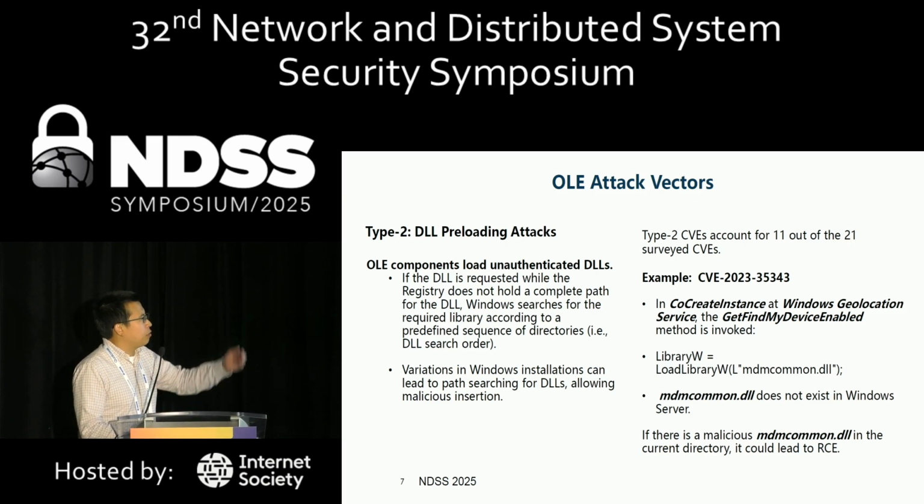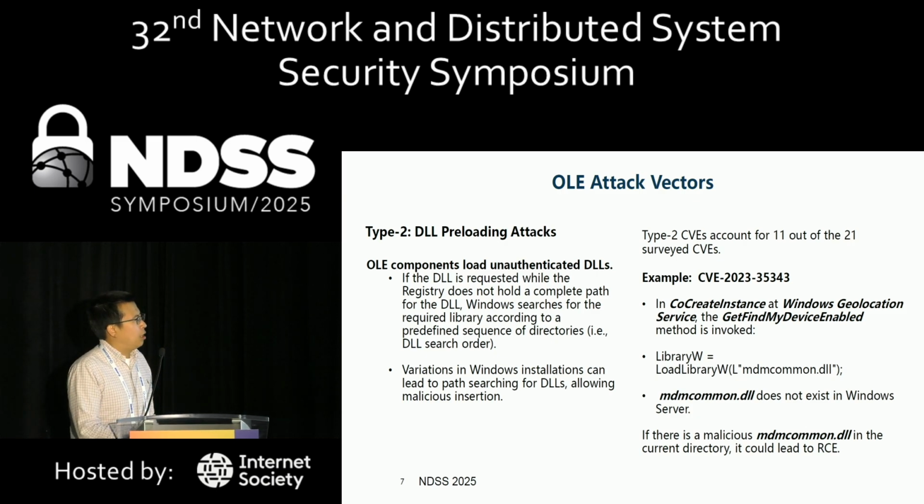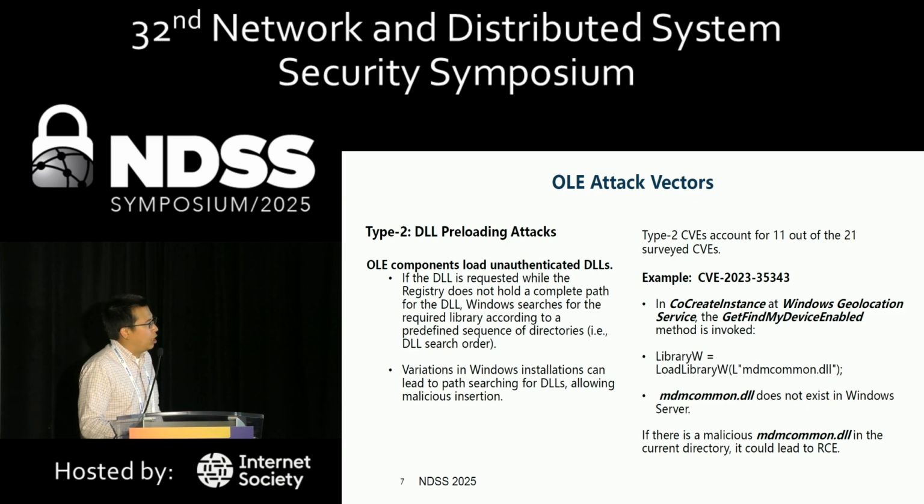So for example, in one of the CVEs, 2023-35347, when they invoke the method called CreateInstance in the Windows geolocation services, the GetFindMyDeviceEnabled method is invoked. In there, they are looking for one DLL called MDMCommon DLL, right? But that DLL does not exist in the Windows Server version. So if you place a malicious DLL file with the same name, then this application will actually load your malicious DLL, and then you can launch an attack.